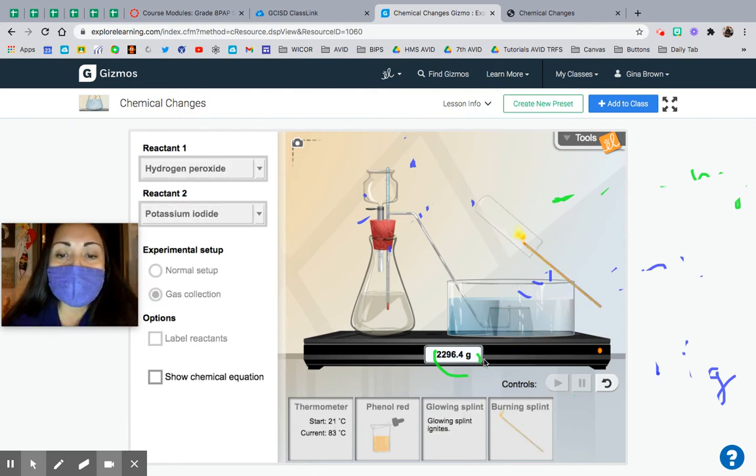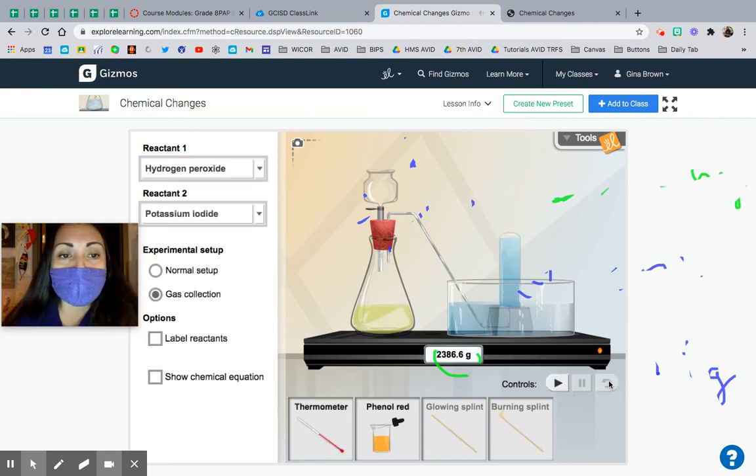And then I'm going to put the glowing splint, and I'm going to read down here. It says glowing splint ignites, flame, some ash, and I'm going to try the burning splint. So the burning splint burns brighter. So the one that was glowing lit up, there was a fire, but the burning splint burned brighter.